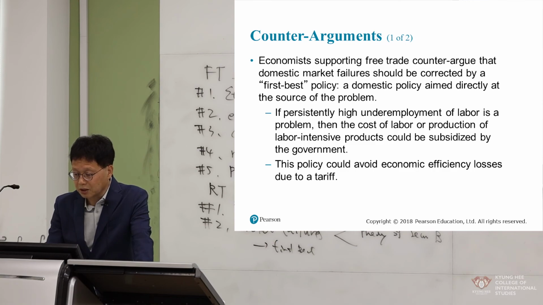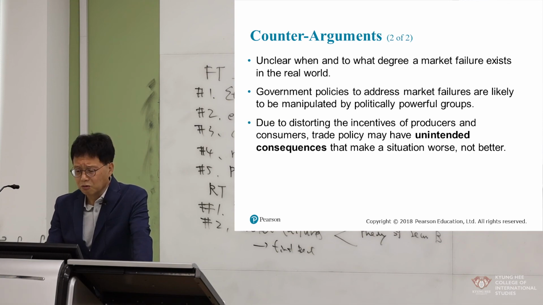First best policy: domestic policy aimed directly at the source of the problem. If persistently higher underemployment of labor is a problem, then the cost of labor, the wage rate, or production of labor-intensive products could be subsidized by the government. That is first best policy, right? This policy could avoid economic efficiency losses due to tariff. Okay? Unclear when and to what degree market failure exists in the real world. Government policies to address market failures are likely to be manipulated by politically powerful groups.